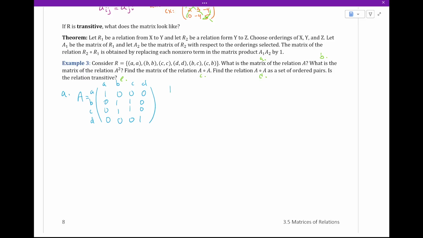Let's look at, in part B, what is A squared? That's going to be A times A. So that's 1, 0, 0, 0, 0, 1, 1, 0, 0, 1, 1, 0, 0, 0, 0, 1. I guess I drew my thing too big. And then another one of these. I like to write out what the matrices are, that way when I do the product, I can more easily do my mental math.